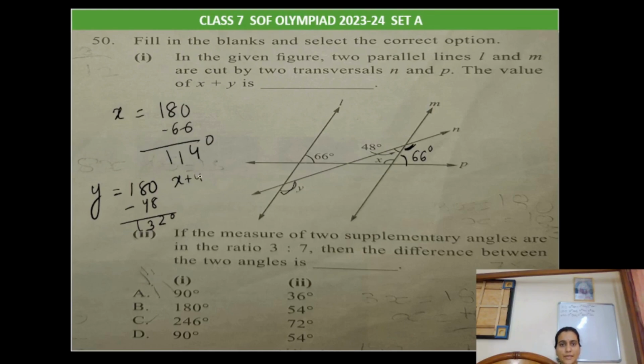So x plus y will be equal to 114 plus 132. So it is 246 degree. So from here only we got to know option C is the correct answer. But still we'll go ahead and solve the bit 2 question.